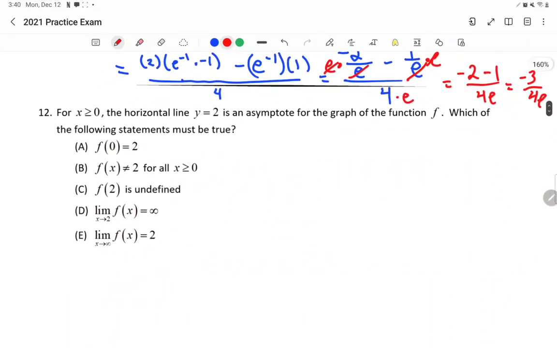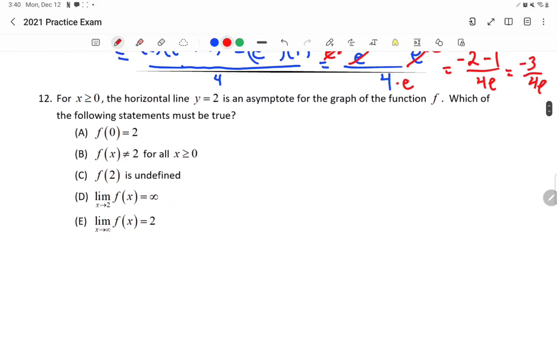All right, next up we have a graph for x is greater than or equal to 0. The horizontal line y equals 2 is an asymptote. Which of these following statements must be true? So horizontal line is an asymptote. That's always a limit to infinity. You want to remember vertical asymptotes are when the denominator is equal to 0. Horizontal asymptotes is the limit out to infinity or negative infinity. That's the top heavy, bottom heavy, or equal heavy.